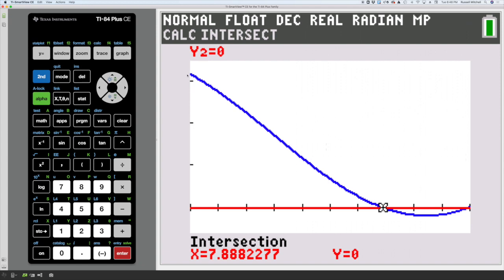So we cannot have a maximum at 1. It can't happen, because this function for the number of people is increasing from 0 to 7.888. I think it's hours, yeah, hours since it opened. Okay, so the maximum can't happen at 1. It's got to happen here.